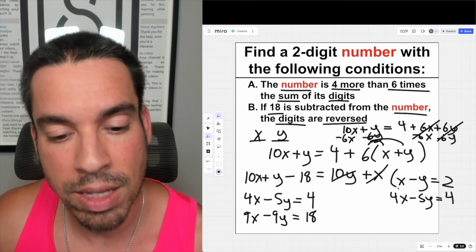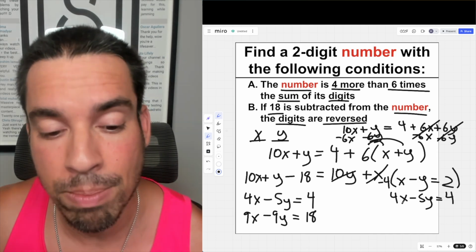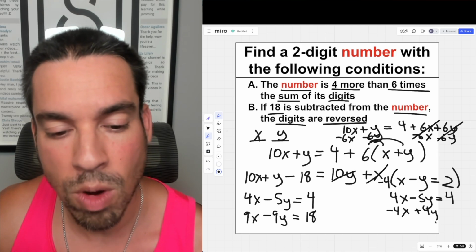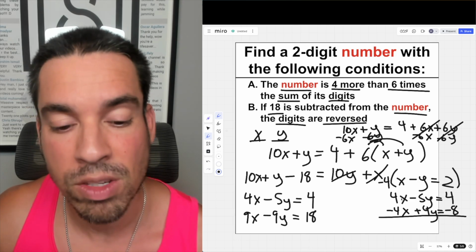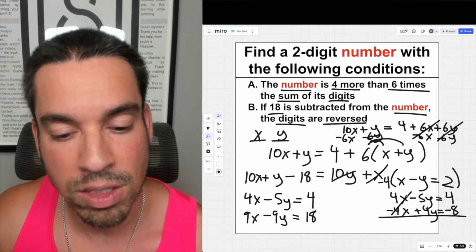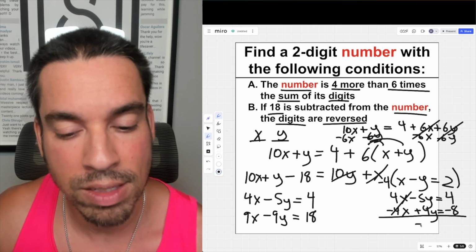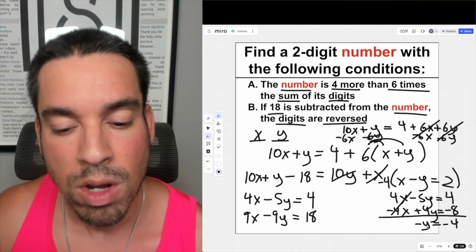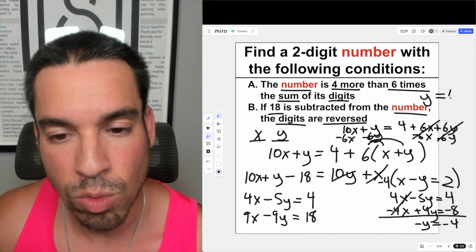I'm going to multiply the bottom equation by negative 4. Now we're making them opposites, so I'm going to have negative 4x plus 4y equals negative 8. Now we're going to add these together and watch what happens. 4x plus negative 4x is 0. They're gone. That's why we call this elimination. Negative 5y plus 4y is negative y, equals 4 plus negative 8, which is negative 4. Multiply both sides by negative 1, and we know that y is equal to 4.